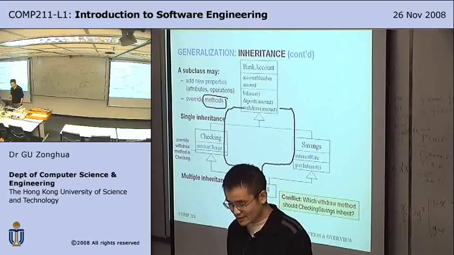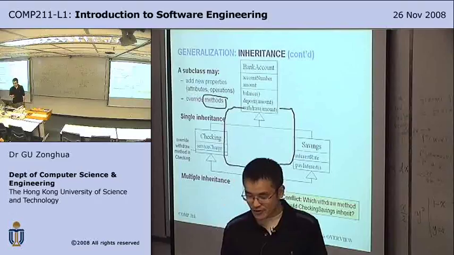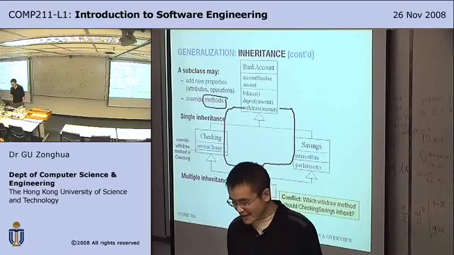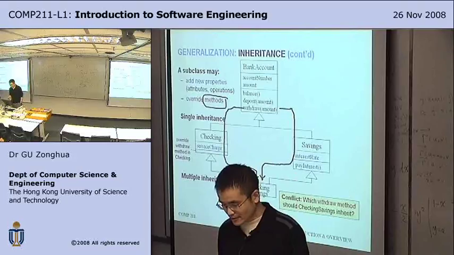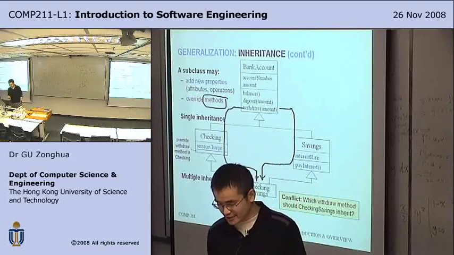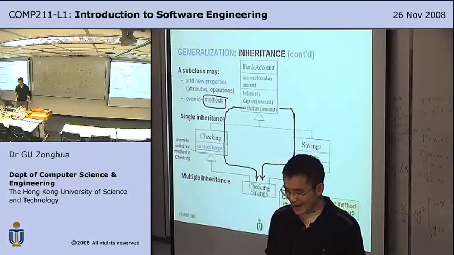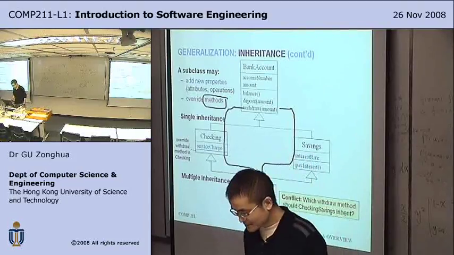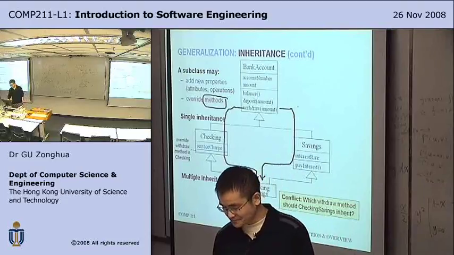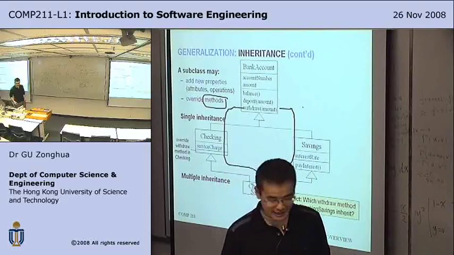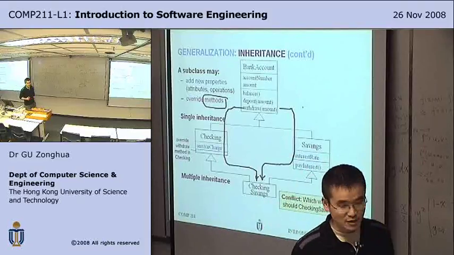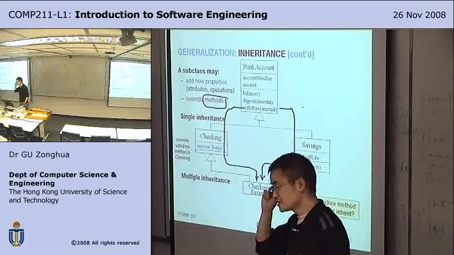But what if checking overrides withdrawal with one method and savings overrides it with another method? Which method should the checking savings hybrid account have? Now, that is a difficulty. That's why multiple inheritance is not recommended for most systems.